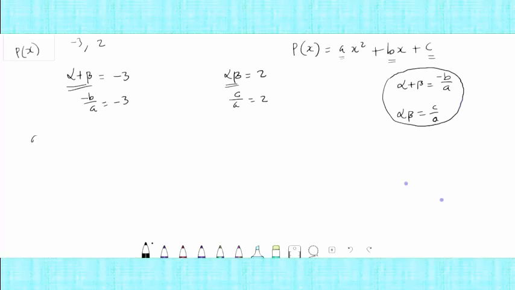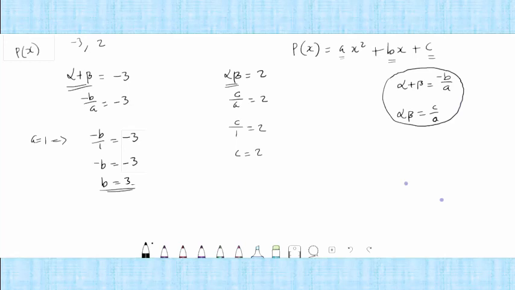A is equal to 1 gives minus b by 1 is equal to minus 3. So minus b is equal to minus 3, so b is equal to 3. So if a is equal to 1, b should be 3. And if a is equal to 1, what will be c? You apply a is equal to 1 here. So c by 1 is equal to 2, so c is equal to 2.